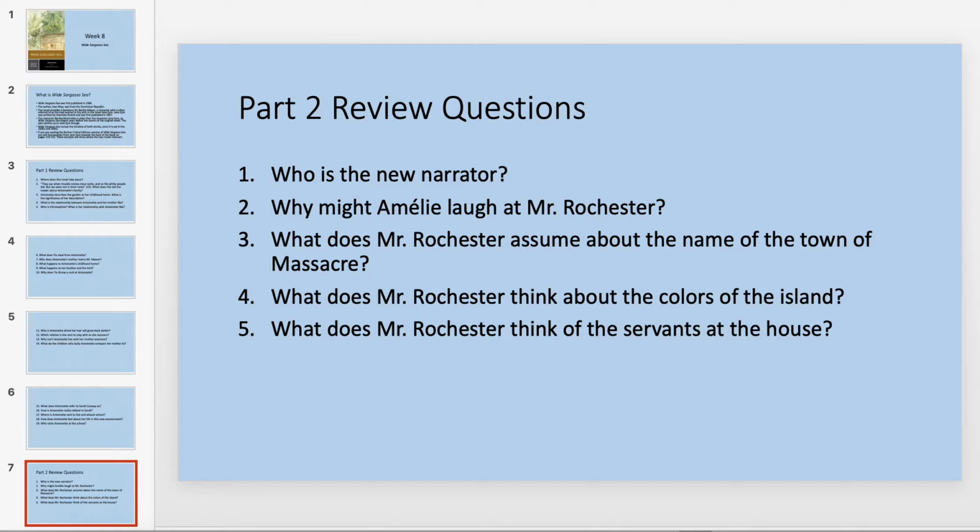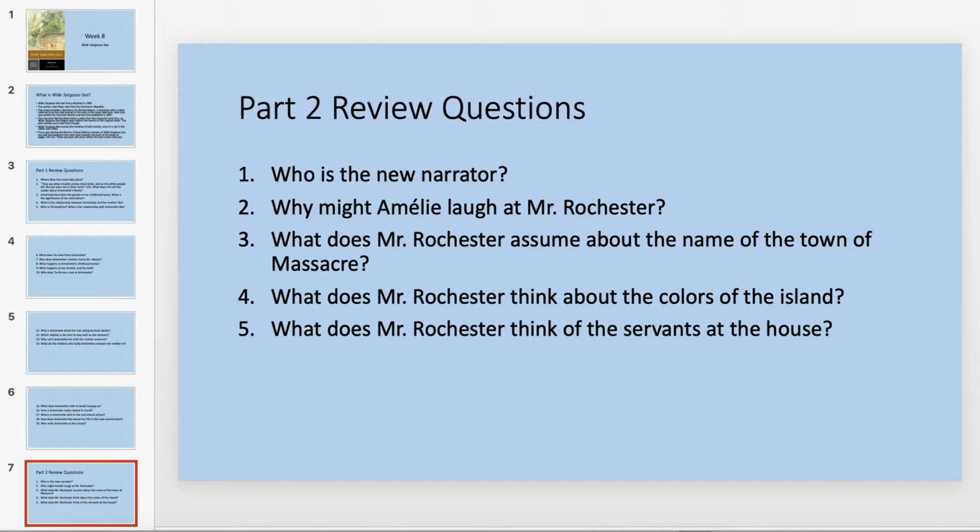So going on to part 2 here, we're going to have a bit of a time jump. Part 2 is going to start after Antoinette gets married. So we have a new narrator who's never actually named, but the character, her husband, is going to be a Mr. Rochester. He's going to be the main male figure from Jane Eyre. So we're just going to call him Mr. Rochester in the PowerPoint just to make that easier.